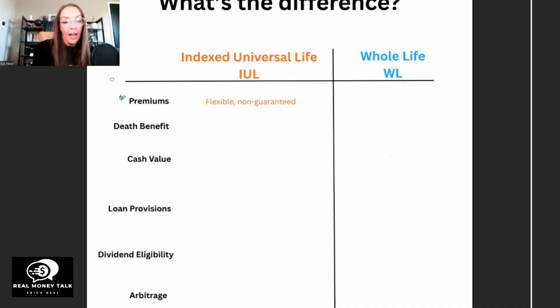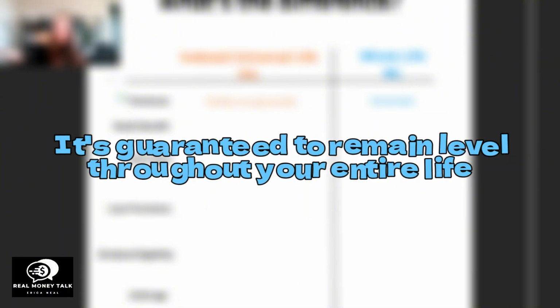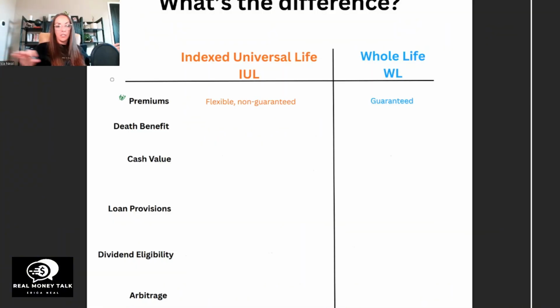Now, with a whole life policy, they're guaranteed. This is the only type of policy that once you lock in your premium, once you lock in how much that policy costs, it's guaranteed to remain level throughout your entire life. Okay, so regardless, if you're 10, 20, 30, 40 years older, if things change internally, this is what's called a unilateral contract. Uni means one.